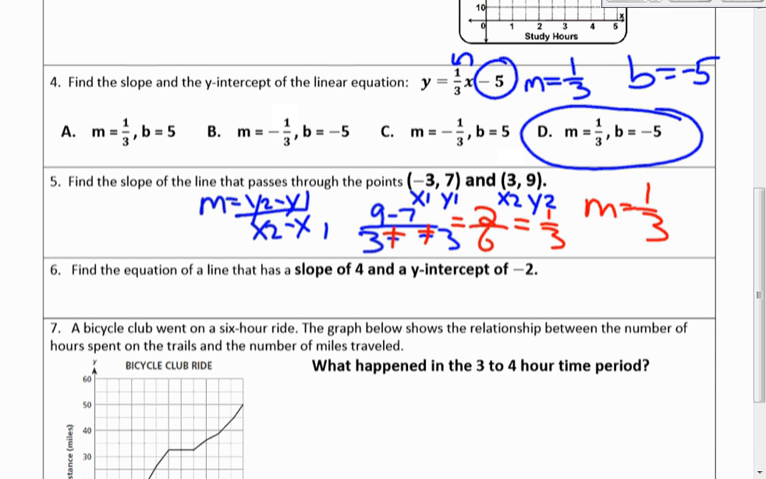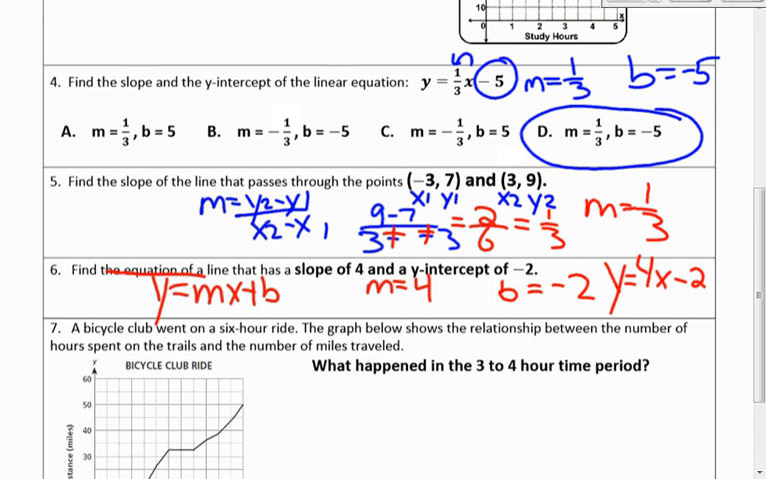For number 6, find the equation of a line with a slope of 4 and a y-intercept of -2. The formula for the equation of a line is y equals mx plus b. So the slope is 4. That means the m is equal to 4. The y-intercept is -2. B is equal to -2. So when you substitute it into the formula, your equation of the line should be y equals 4x minus 2.